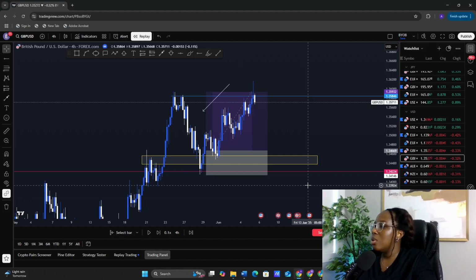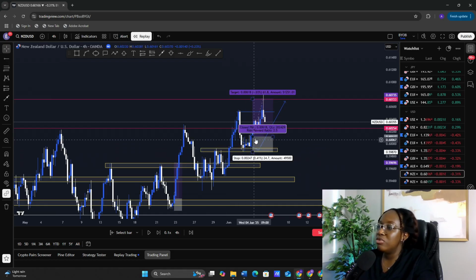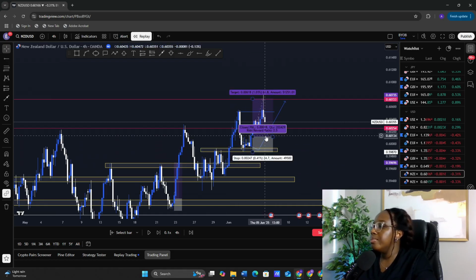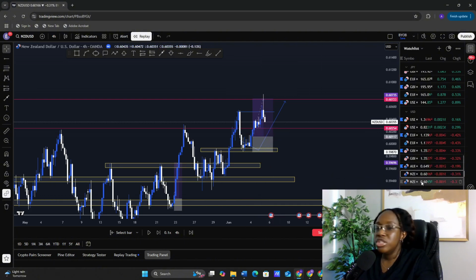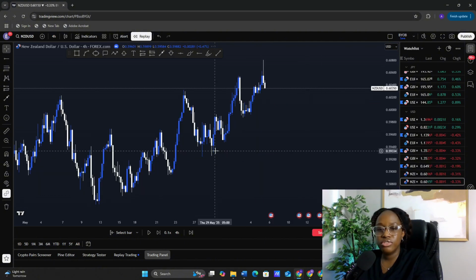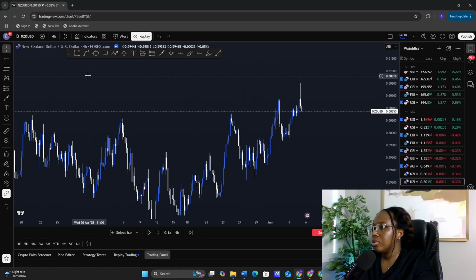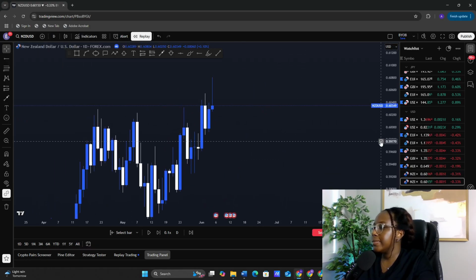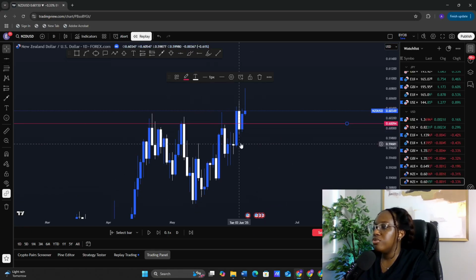So I'm going to break down NU right now. This is the NU setup that I took. It was a simple break and retest as well, 1 to 2.5 RR. Let me go onto a clean chart so I can do the full breakdown. Starting off on the daily time frame, of course, where price is going up, we draw out our zones.